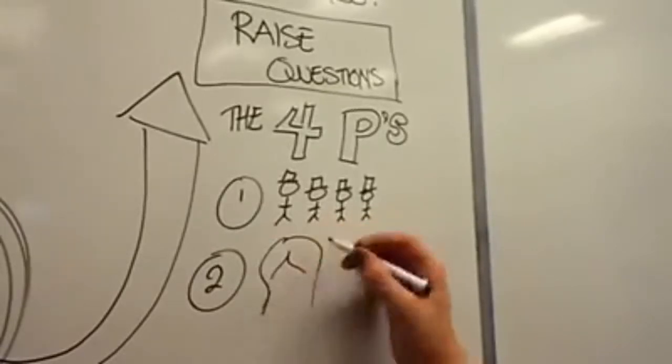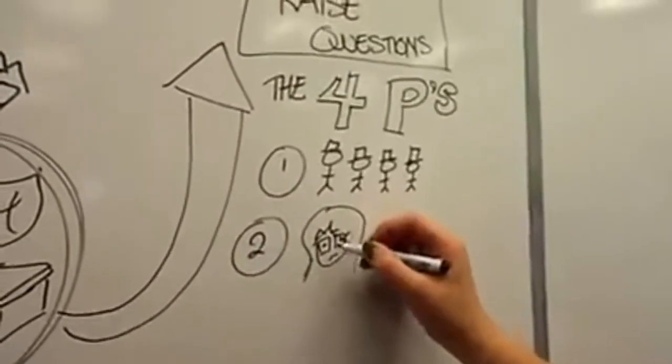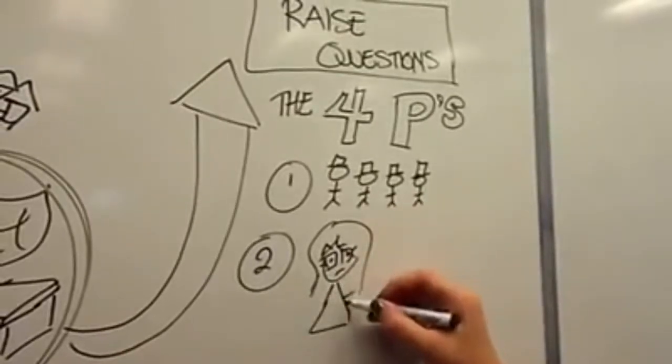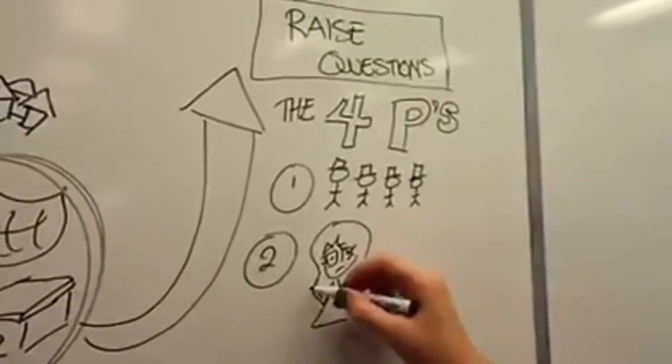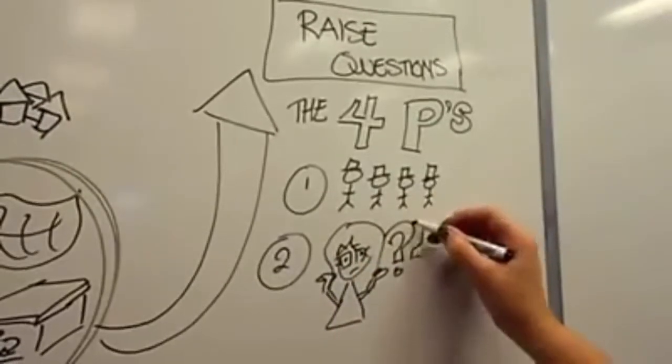The second P stands for problem. What is the issue? When considering sustainability, an example could be air pollution, water pollution, and how these are negatively impacting society and our well-being.